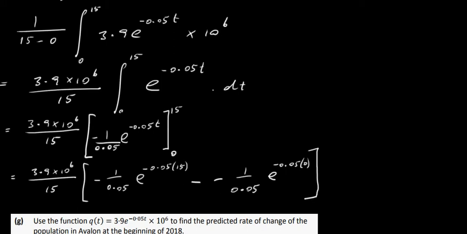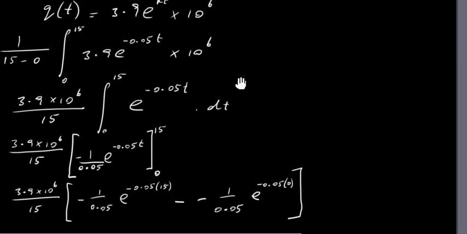Okay, so I'm just going to move up here a little bit because I'm running out of room, so I'll put a line down the middle here, and we'll continue on here. So let's see, we have 3.9 by 10 to the power of 6 over 15, and we have all of this here. Now this will become plus here.